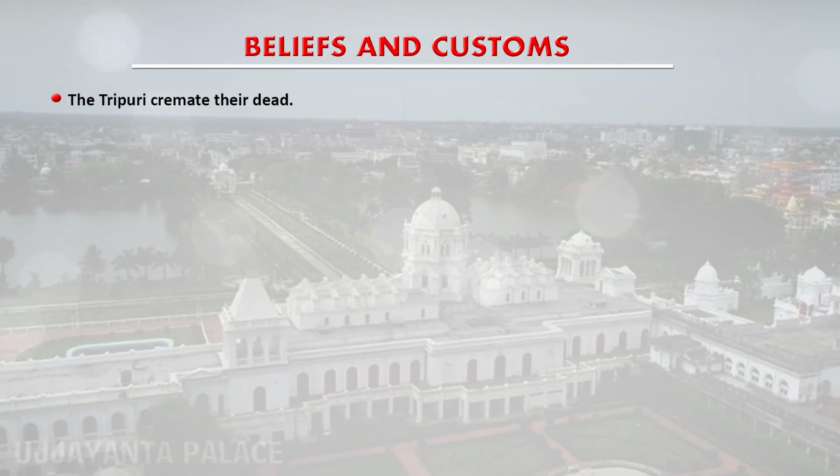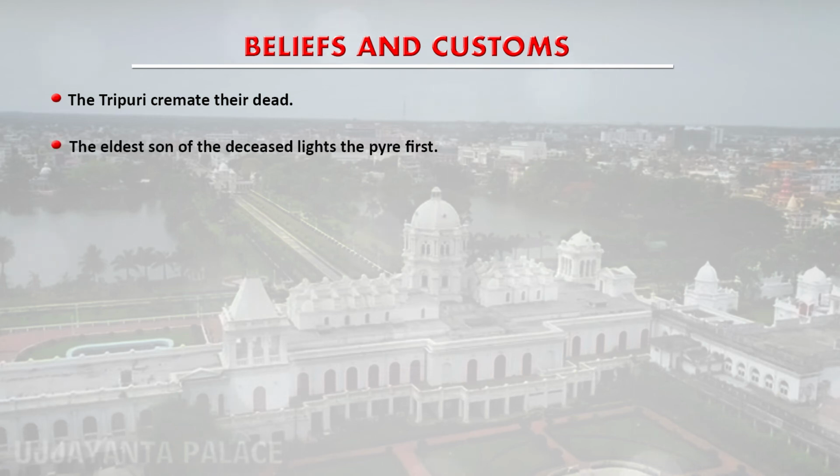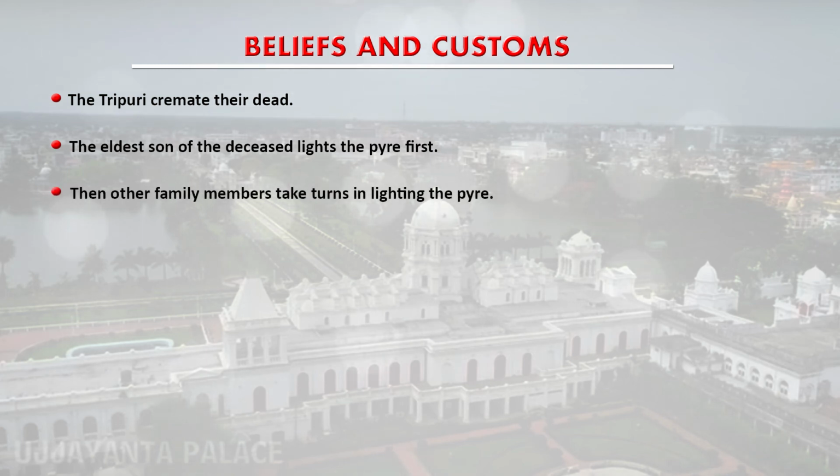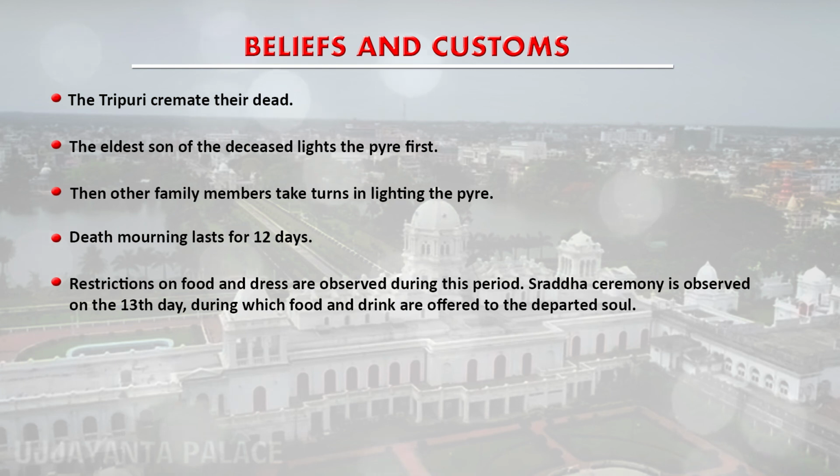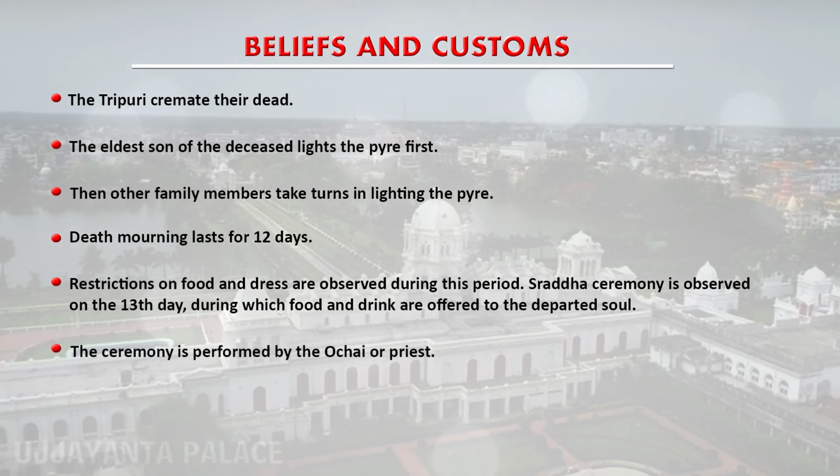In their death rituals, they traditionally cremate the body, and the eldest son offers the rites of the deceased, while other family members also take turns lighting the pyre. The death is normally mourned for 12 days, during which they eat vegetarian food. At the end of the 12 days, the Shraddha ceremony is carried out by the local priest, called Ochai, and many family members join the gathering, giving their last rituals and respect to the deceased person.